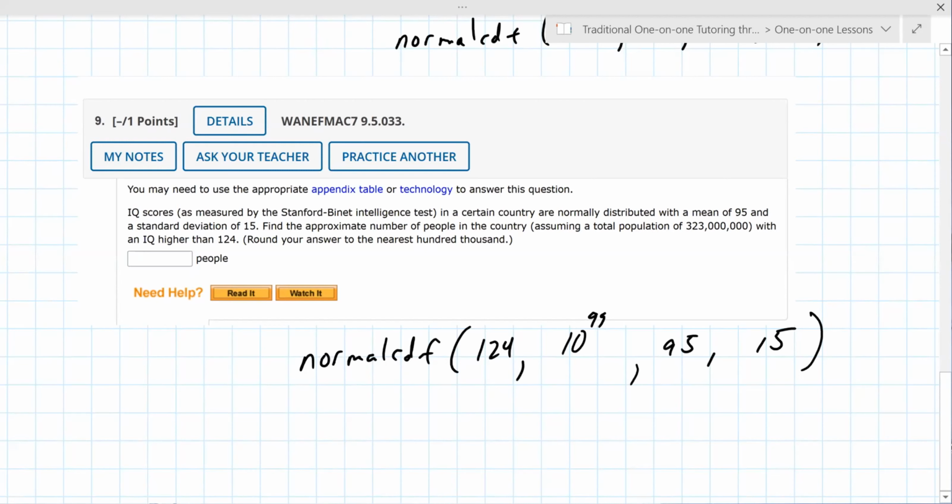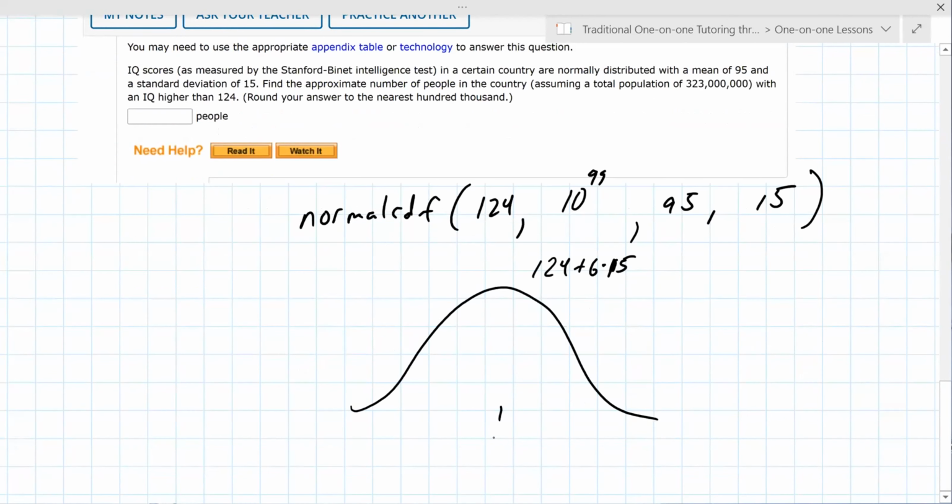And what is that? It's generally whatever this number is, plus 6 standard deviations away from the mean. While 10 to the 99 does work, the better option is 124 plus 6 times 15, because it's more reasonable. That'll get you far enough away. The mean is 95, and 124 is right here. You need to pick a number over here to the right, but you don't need to go out to 10 to the 99. You just need to go out far enough. Gotcha. I'm suggesting something like 214, for example, because it's 6 times 15 away.